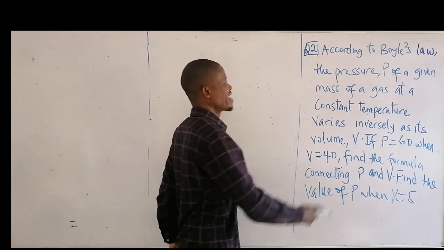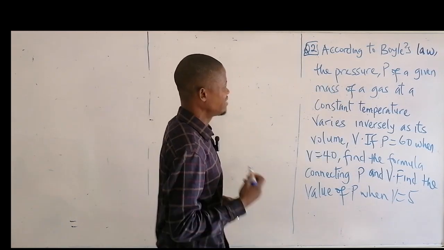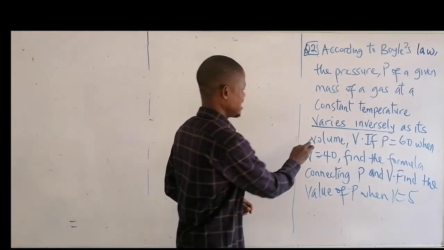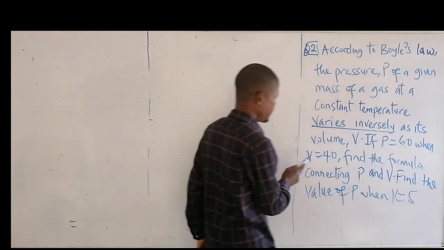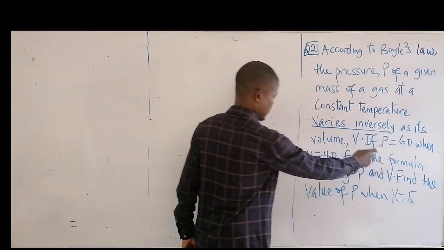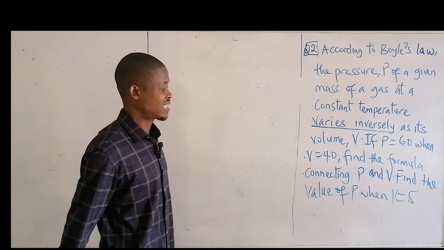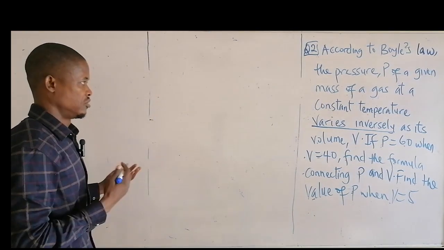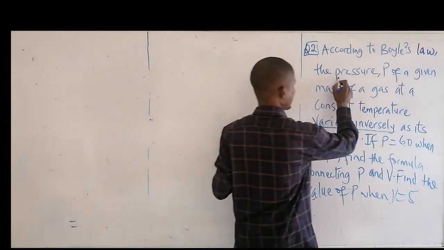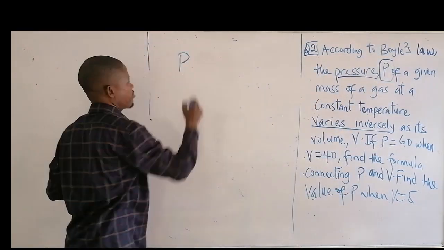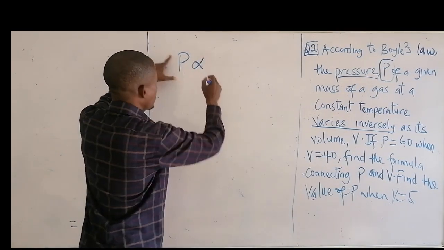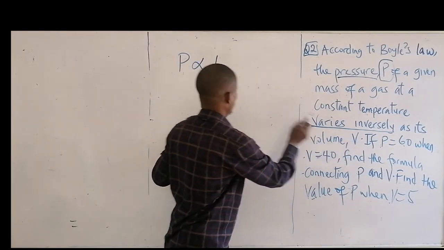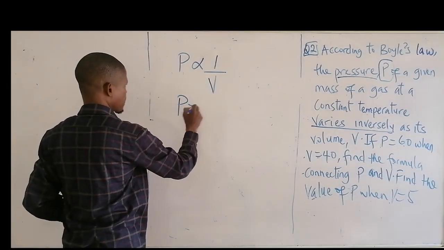Question 2. According to Boyle's law, the pressure P of a given mass of a gas at a constant temperature varies inversely, underline that, as its volume. If P is 60 when V is 40, find the formula connecting P and V. That's the first one. The second one is to find the value of P when V is 5. When you are doing this kind of question, you need to note the symbol. You are using P for the pressure. So P for pressure varies inversely, and when you have varies inversely, that will be 1 over that letter, the volume V. Then in a nutshell, this will be equal to K over V.